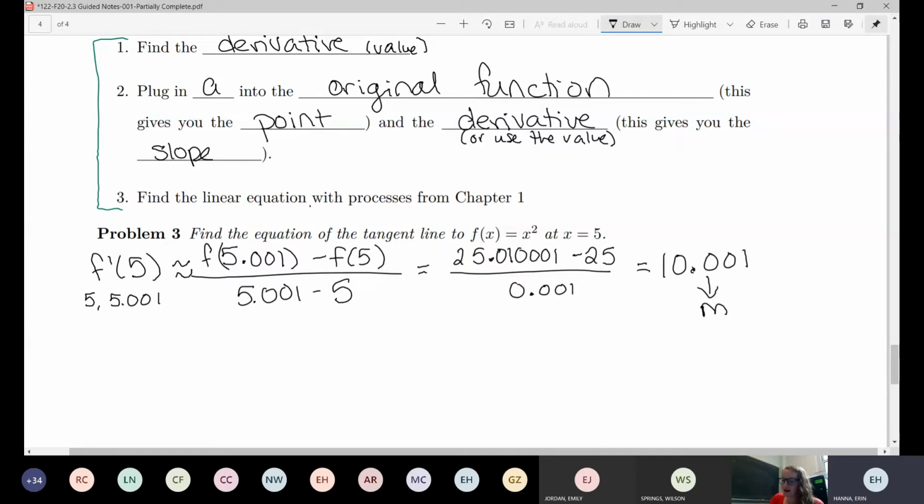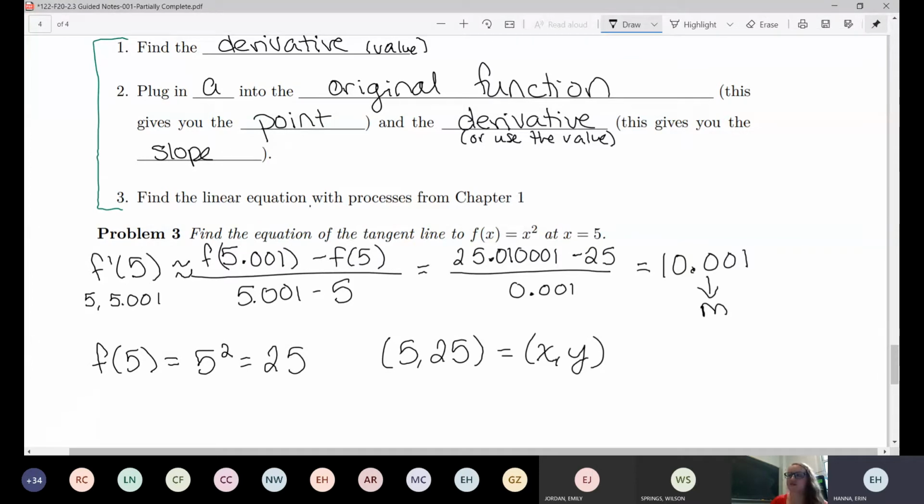So now I need to take that a value of 5 and plug it into the original function. So we have 5 squared equals 25. So that means we have our point of (5, 25). So now that we have our slope and our point, we can go ahead and write the equation of the line.